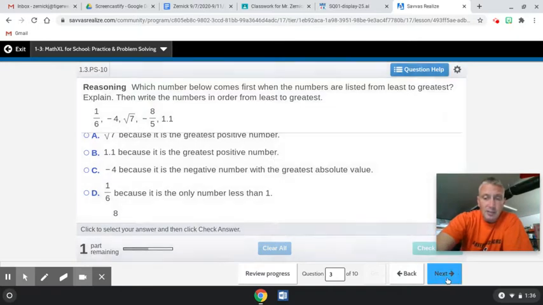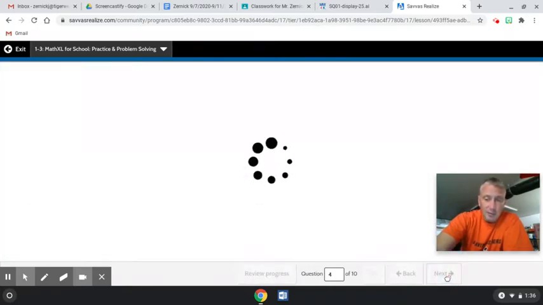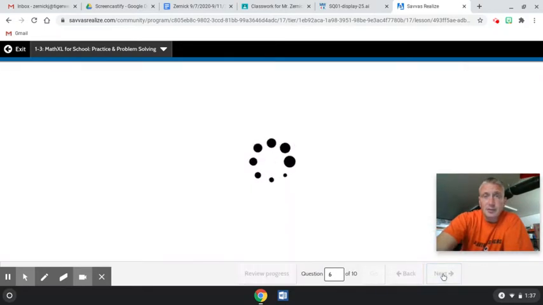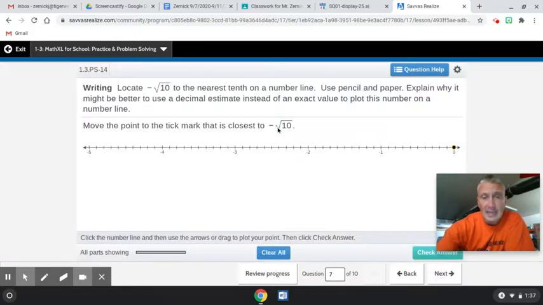Another question for me is number 7, but for you, again, it could be different. For number 7, it involves this. Okay, you've got a negative square root. You can see here, this is a negative square root. This is what you want to concentrate on right here, the square root of 10.